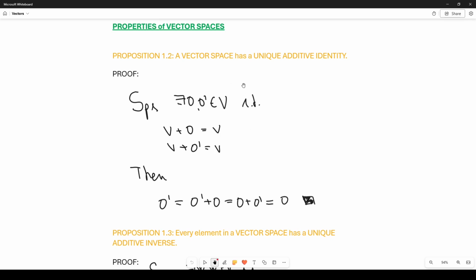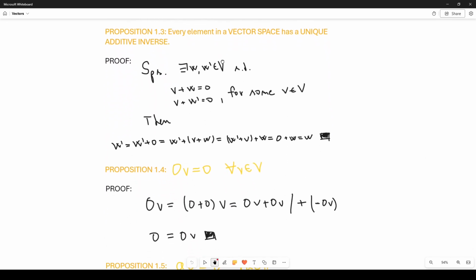So there is only one additive identity in a vector space. Moving on, we have that every element in a vector space has a unique additive inverse. Again, we just stated that each element has to have an additive inverse. We didn't demand for it to be unique in the definition.